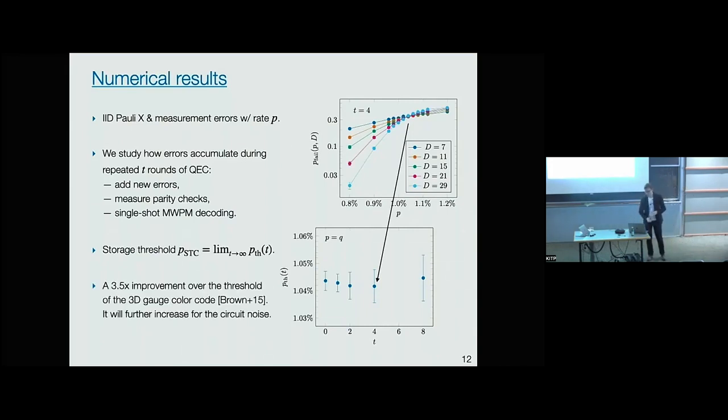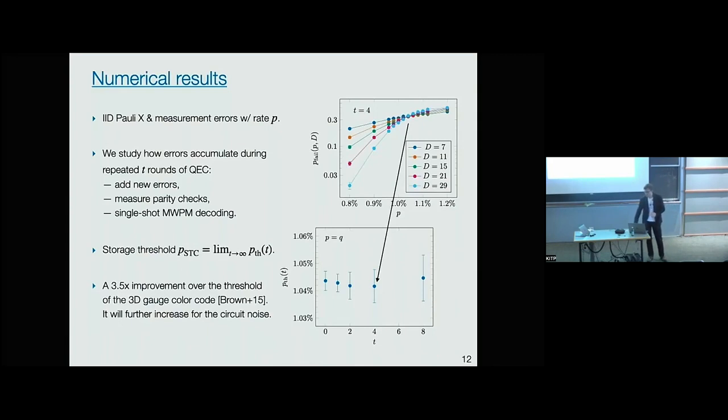And for the experts in the audience, this value constitutes around a 3.5 improvement over the threshold of the 3D gauge color code. That was basically the first model that demonstrated single-shot quantum error correction. But here, I would like to emphasize that this improvement will only increase if we consider the circuit noise, because with the subsystem toric code, the parity checks that we measure are only of weight 3, and with the gauge color code, we have to measure parity checks of weight 4 and 6.